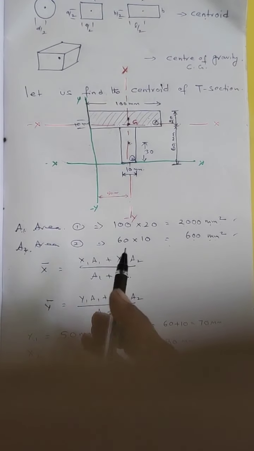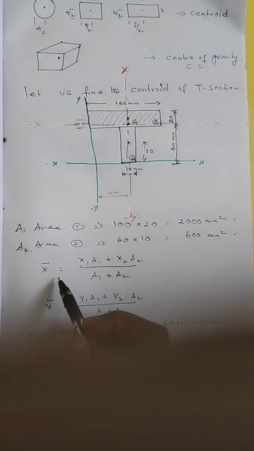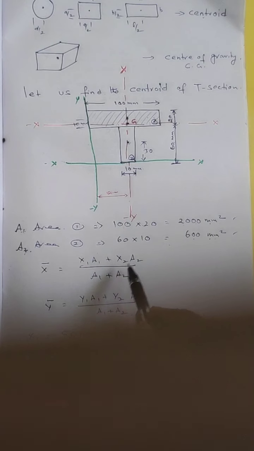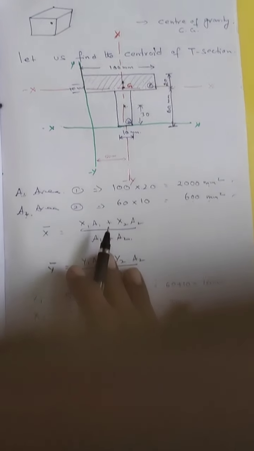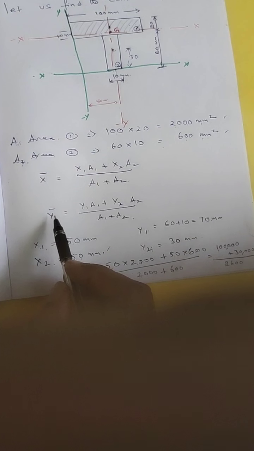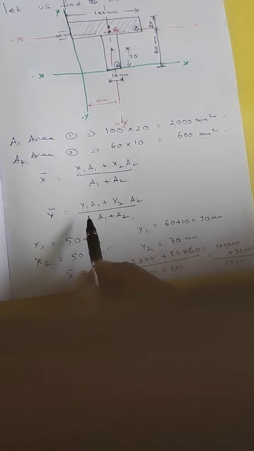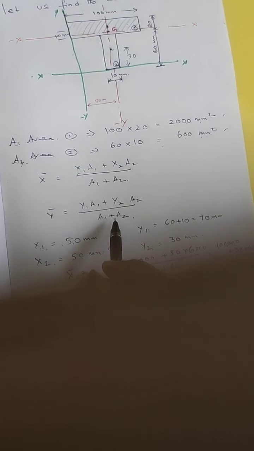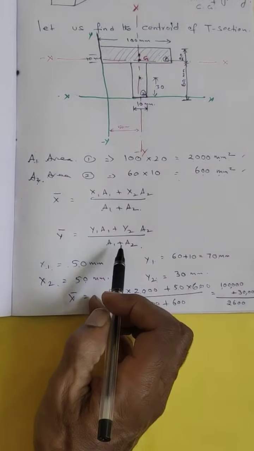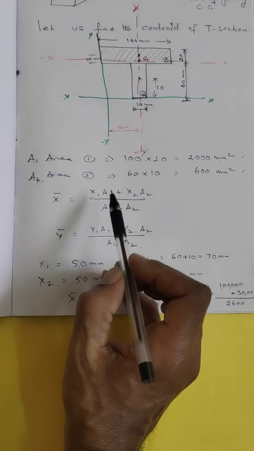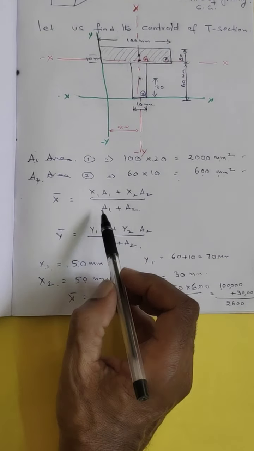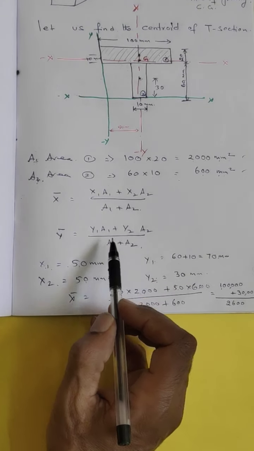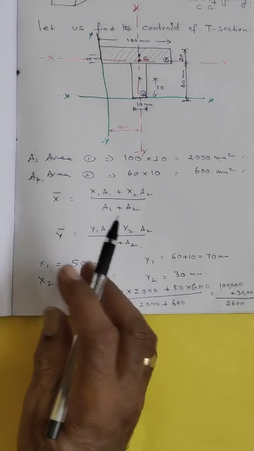Okay, now we have the formula for finding the centroid. X bar is equal to x1a1 plus x2a2 divided by a1 plus a2, and y bar is equal to y1a1 plus y2a2 divided by a1 plus a2. So we know a1, a2, but we should find out x1, x2 and y1, y2. So what is x1 and x2, y1 and y2?